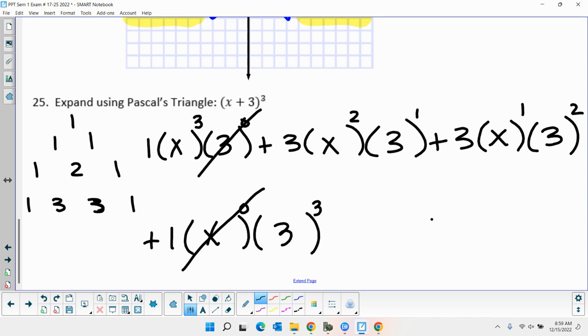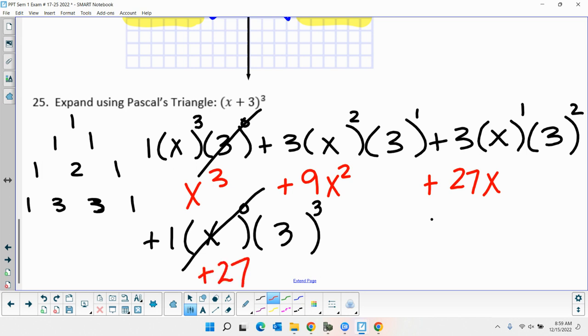Now you just do those 4 problems. 1 times x to the third is x to the third. 3 times 3 to the first is 9, x to the second. 3 times 3 squared, 3 times 9 is 27, x. And then 1 times 3 times 3 times 3 is also 27. So x cubed plus 9x squared plus 27x plus 27. You all got that one right, didn't you? That should be fresh in our minds.